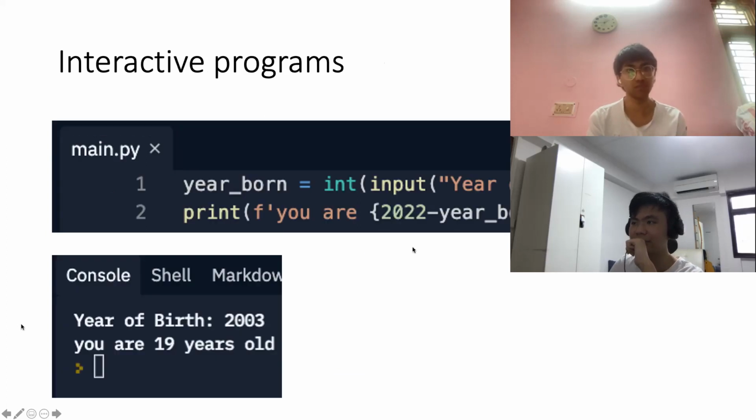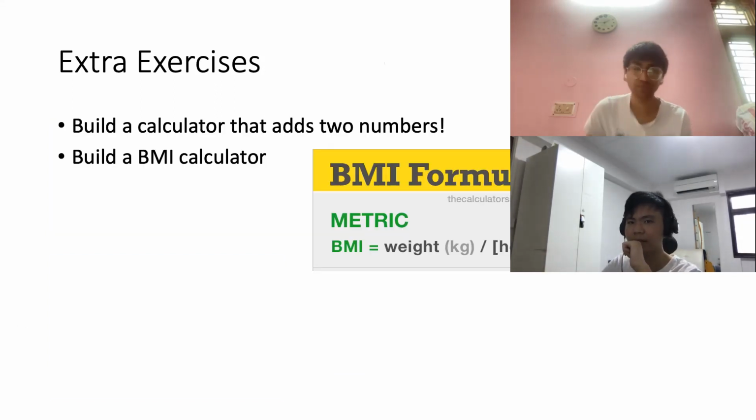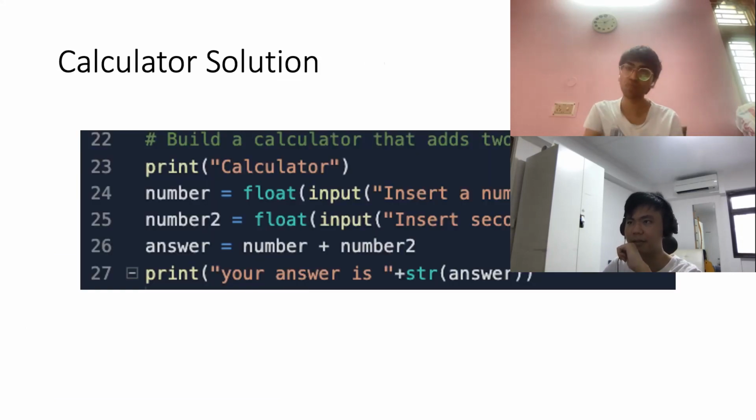Using the knowledge we have so far, we could actually start to build simple calculators already. For example, this code calculates the year that you're born in. You understand this code over here? Okay. We also went through two exercises, where in one we built a calculator that adds two numbers, and in another we built a BMI calculator. So this was a calculator solution.